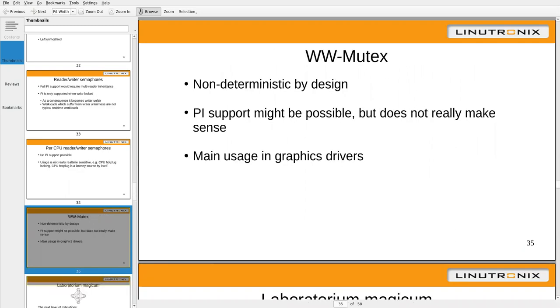Wait-wound mutexes. They are non-deterministic by design. So we had an attempt to do at least partial PI support, but it does not really make sense from the semantic aspect of wait-wound mutexes. The main usage is in graphics drivers, and it's used in code paths where it's really, really hard to get locking straight, because some of the lock requirements come from user space, and we can't control what they are doing. So the wait-wound mutex is a way to do deadlock prevention on purpose under the assumption that either one side wins or the other, and the other which loses has to back out. So there is no semantically correct way to do priority inheritance here.